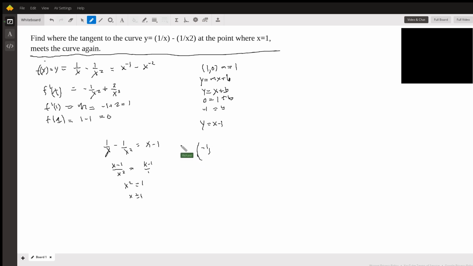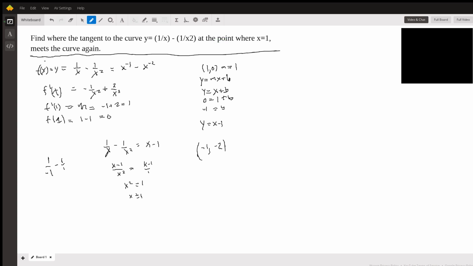And you plug negative 1 into here, let's see. It's going to be 1 over negative 1 minus 1 over 1. So it's negative 2, I guess. Negative 1, negative 2. Okay, so let's confirm all this by looking at the graph of the situation.